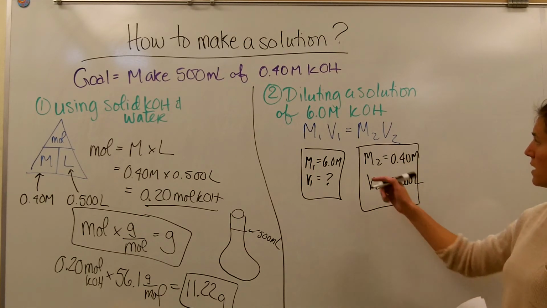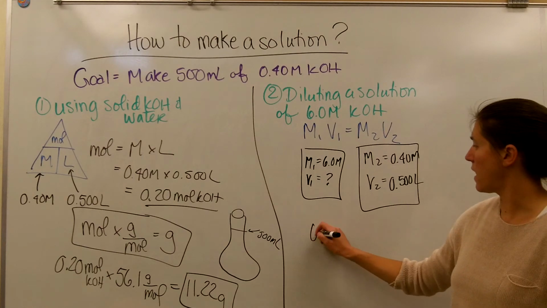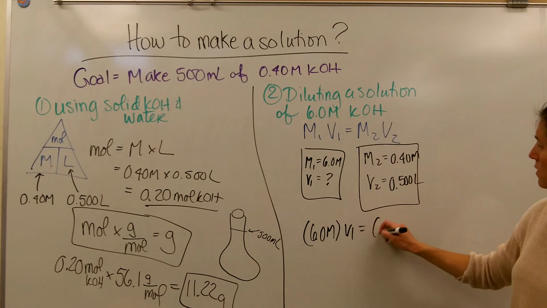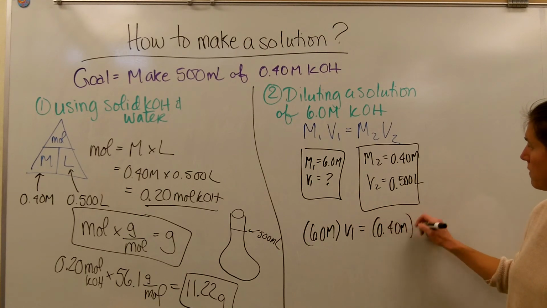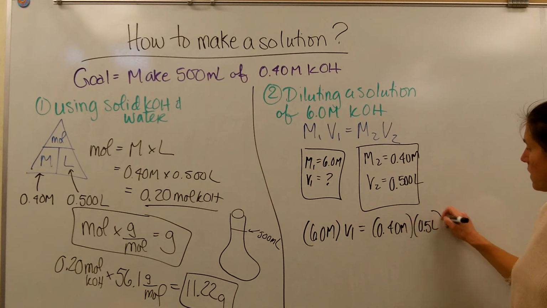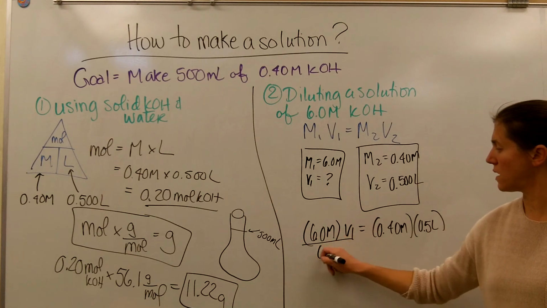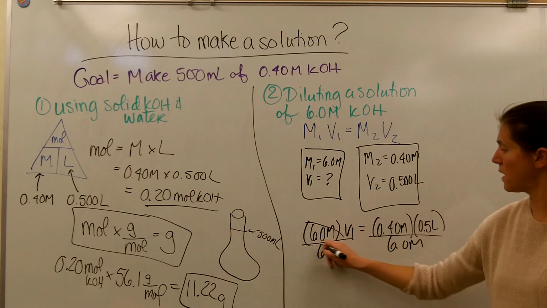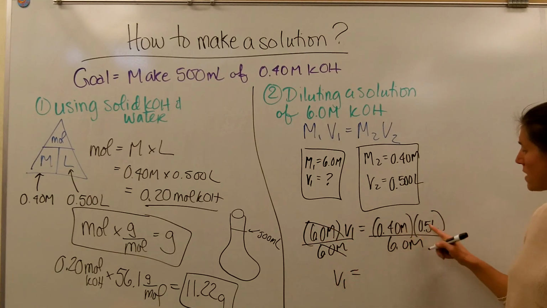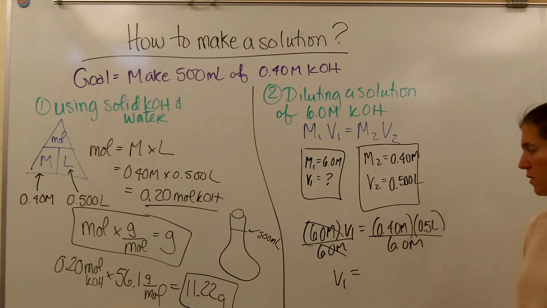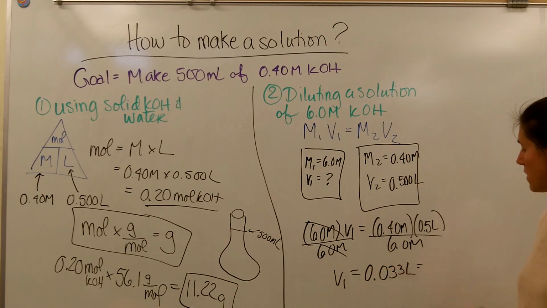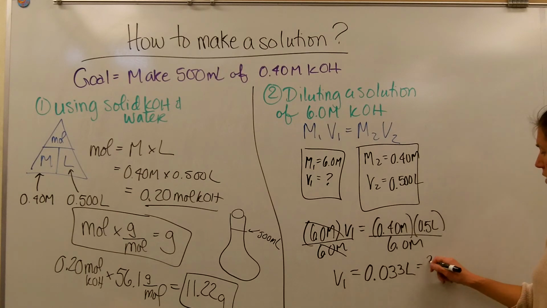So if I go through and plug these values into this equation, I end up with 6 molar times V1 equals 0.4 molar times 0.5 liters. If I rearrange this and solve for V1, it will look a little bit like this. So V1 equals 0.4 times 0.5 divided by 6. And if you plug that in your calculator, you should get 0.033 liters. Convert that into milliliters, it's 33 milliliters.